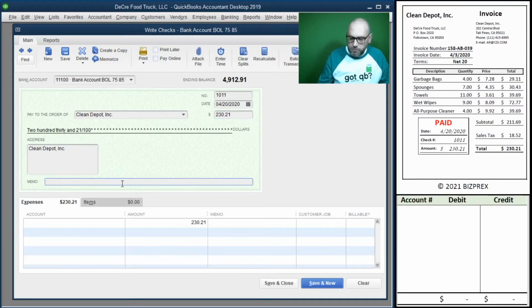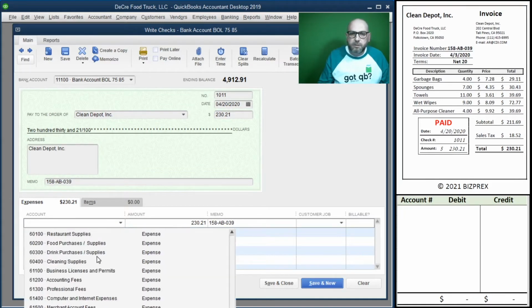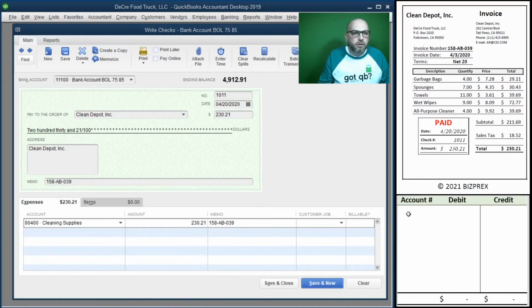We're going to continue using our invoice number as our memo. So what do we have here? Sounds like our cleaning supplies, right here. So again, what's behind the interface, right? So we have our account 11,100. It's going down. I'm going to credit that. Assets are decreased when credited.